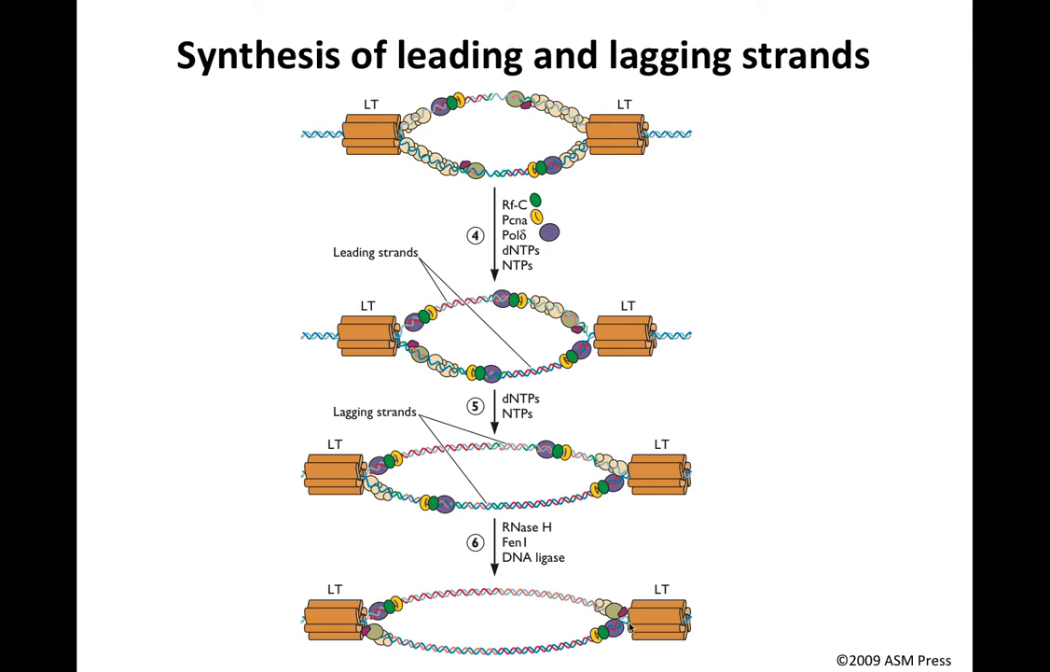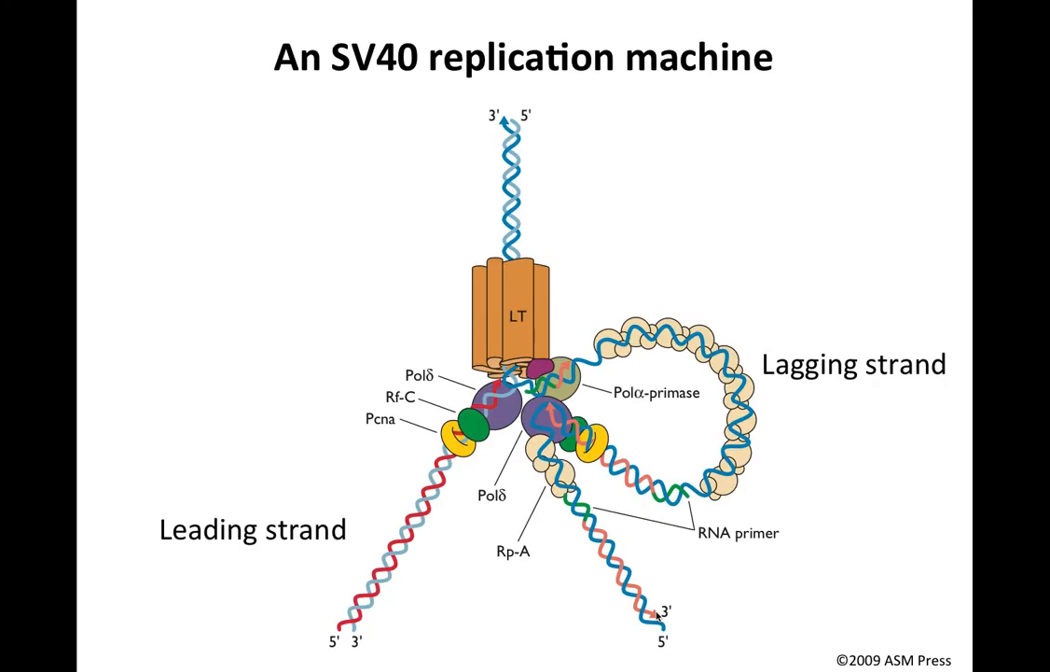And as this is happening, of course, the large T's are sliding along the DNA. So this is what the DNA replication machine looks like in action. This is the SV40 replication machine. Here's one replication fork. Here's large T hexamer bound to the template. And here the double-stranded DNA has been denatured.